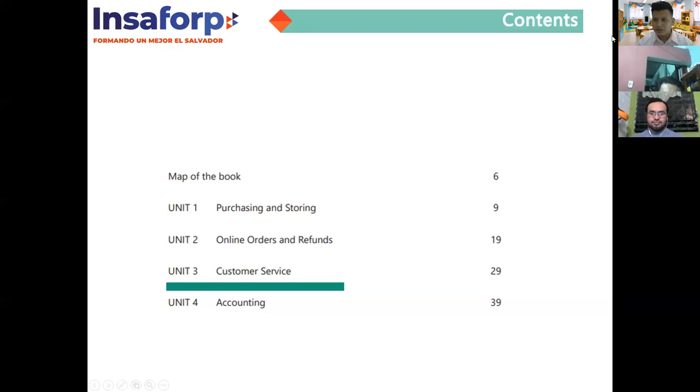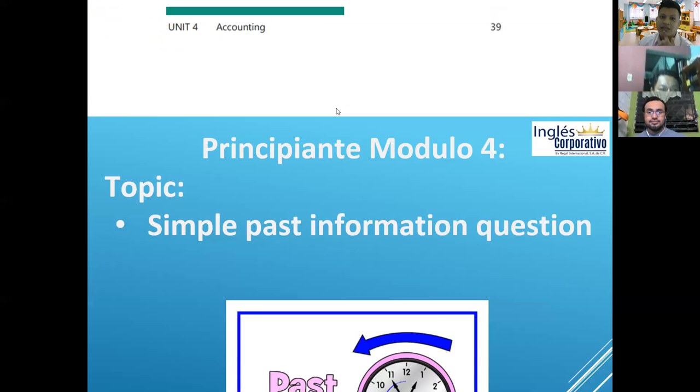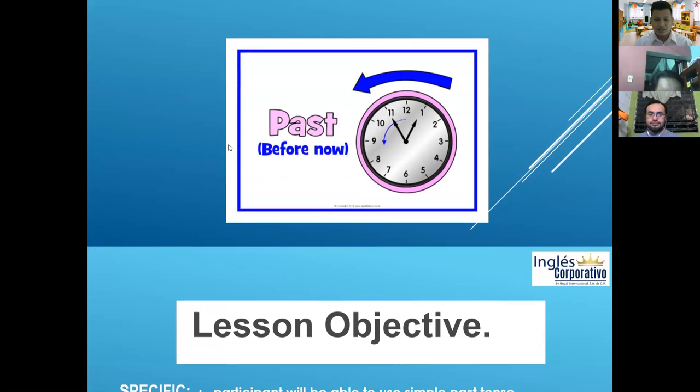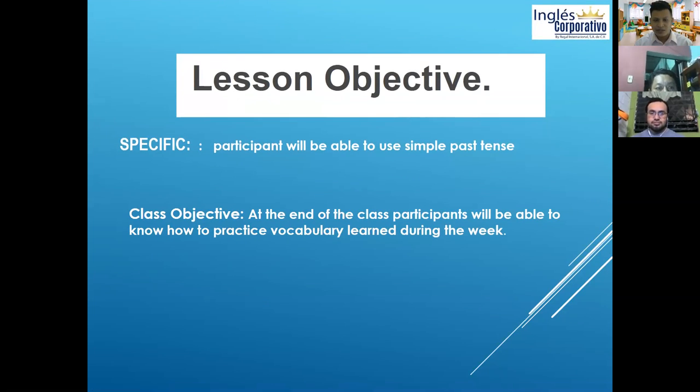Basically, we're going to continue with unit number 3. This is customer service, right? And in today's class, we're going to finish unit 3. This is principiante module number 4, right? And the topic for today's class will be almost the same, simple past, information questions. But right now we're going to see past simple negative, positive, and interrogative. Okay, really good. And we have lesson objectives. Miguel, help me to read the specific one, please.